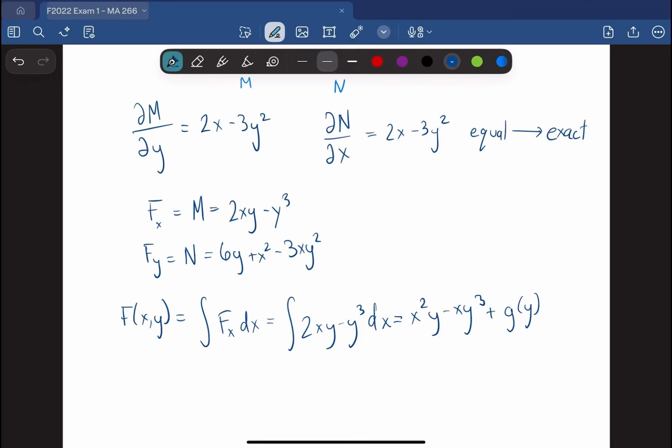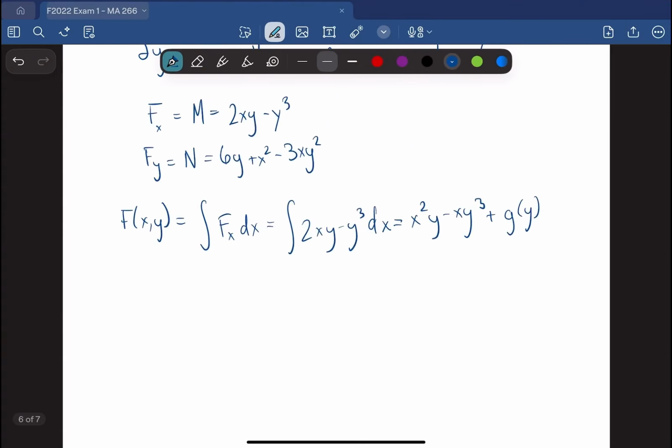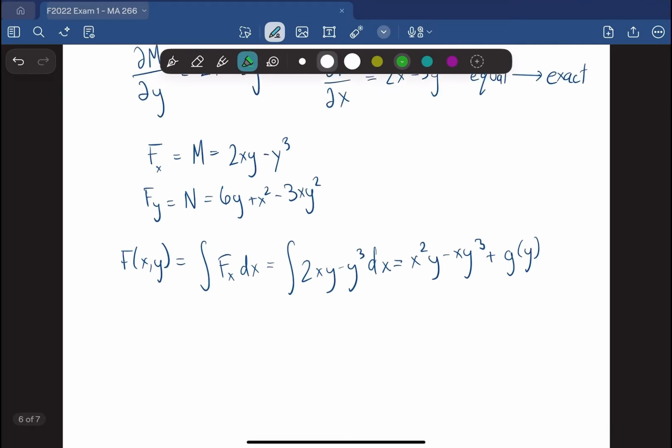And so this g of y is kind of key to this whole problem. So we're going to write down our fy here again, and remember, it's 6y plus x squared minus 3xy squared. Let me rephrase that so it makes a little more sense. We are going to take the derivative of this with respect to y, and then we're going to set it equal to our fy.